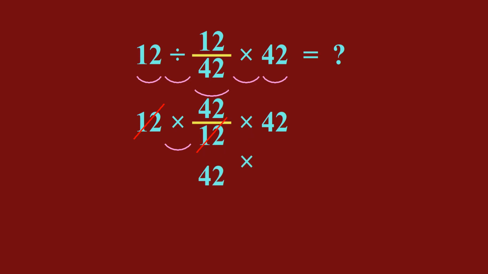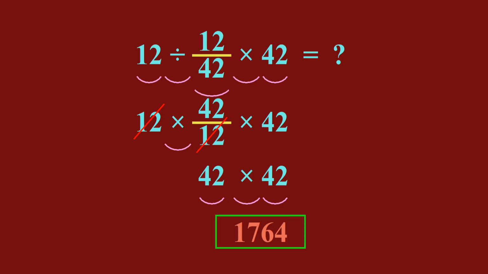And here again we have times 42. So here we have this 42 times 42, which equals 1764. And this is our final answer to this problem.